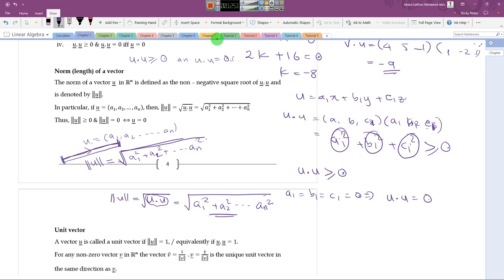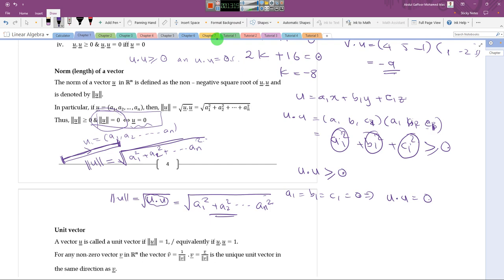Again, if the vector is the 0 vector, then the size also will be equal to 0. That is obvious, right? And that is what they have given here, if and only if, right? So the norm of the vector u will be equal to 0 if and only if u is equal to 0. Now we will see unit vectors.